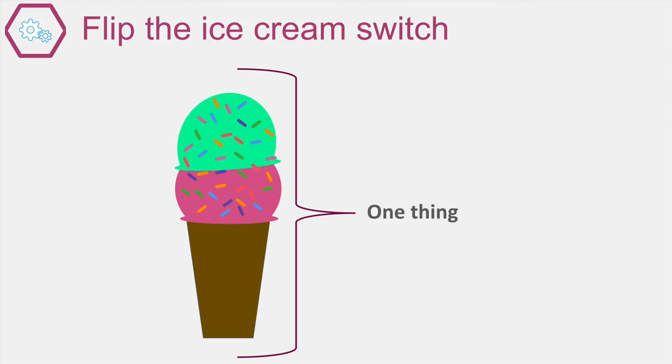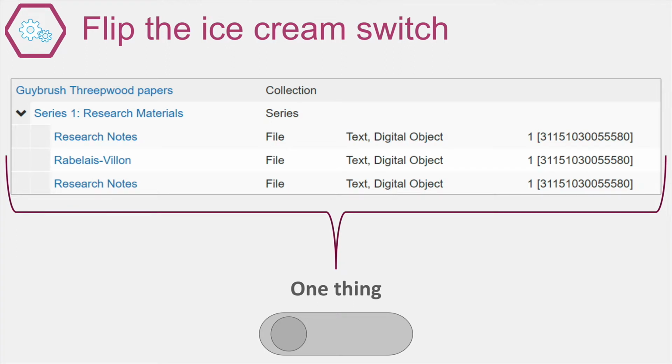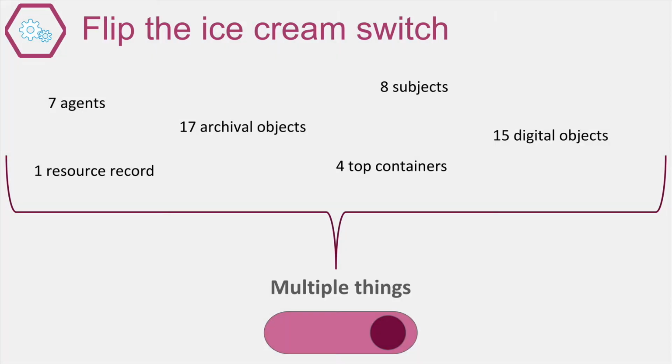That person has to order mint ice cream, strawberry ice cream, an untold number of sprinkles, and ice cream cones. These are not one thing. Flip the switch to thinking of this as multiple things. One thing to multiple things. The same way that you have to flip this switch from thinking of a finding aid as being one thing to thinking of it as a conglomeration of multiple things. I'm actually pausing even though it's a lightning round because that's really important.